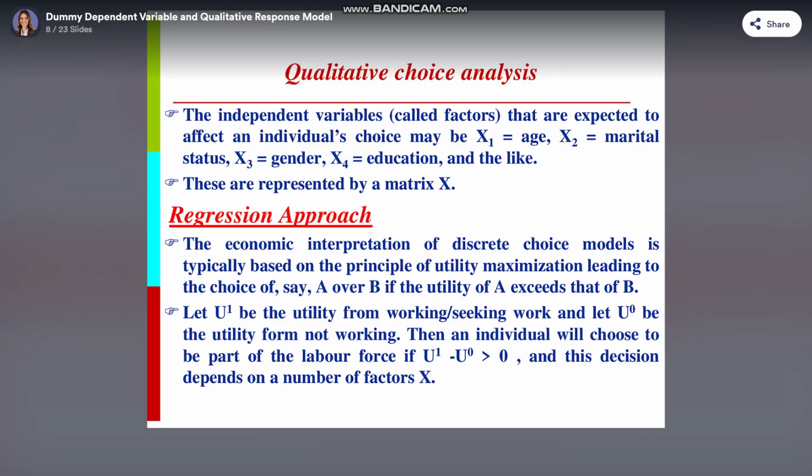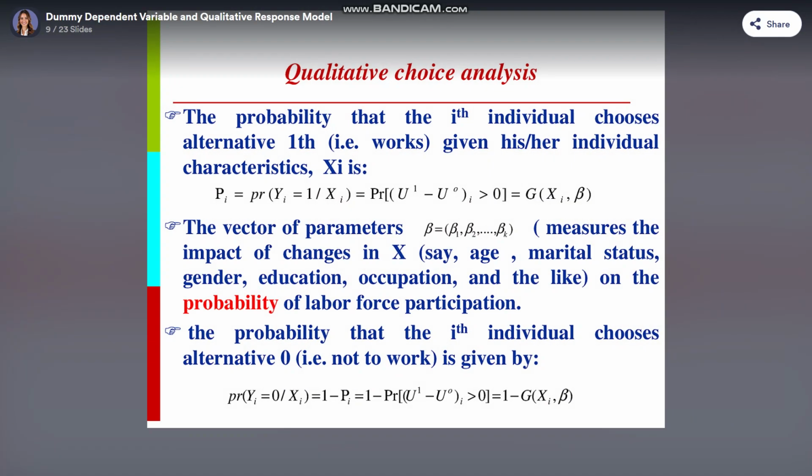The economic interpretation relies on utility maximization. An individual chooses to work if the utility from working exceeds that of not working, which depends on these factors. The probability that an individual chooses to work, given their characteristics, is expressed as a function g of those factors and parameters beta. Beta measures how changes in factors like age or education impact the likelihood of labor force participation.